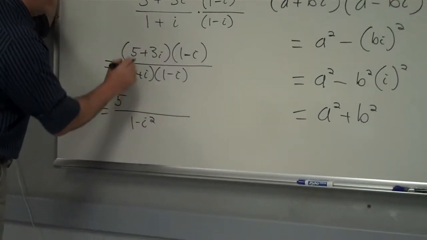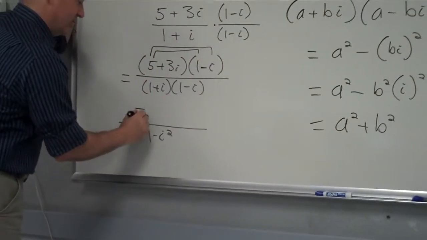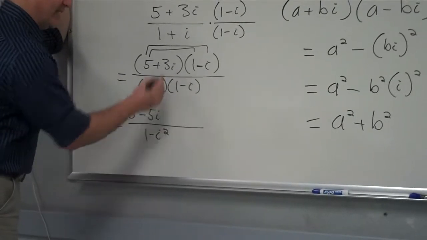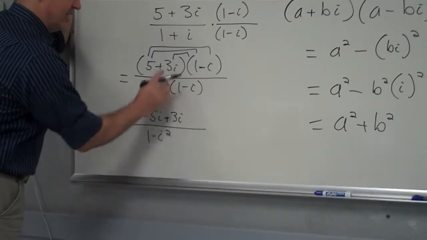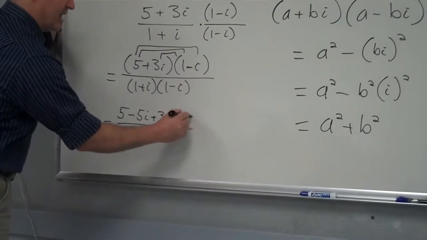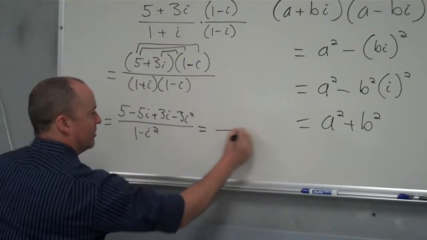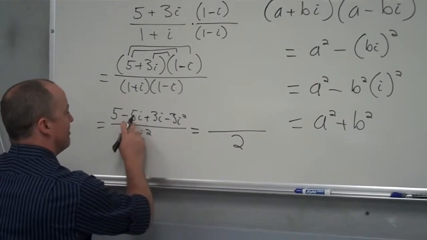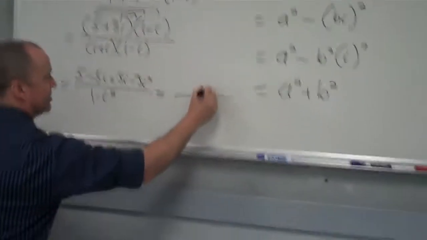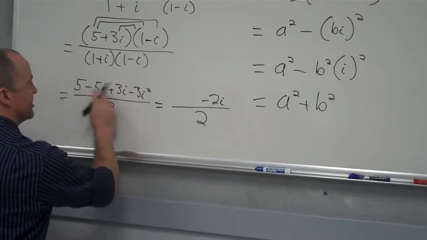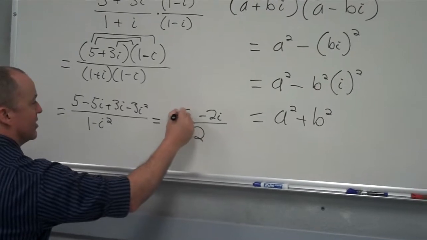So that's 5 times 1 first. Outer, 5 times minus i, which is minus 5i. Inner, which is plus 3i. And last, which is minus 3i squared. The bottom, 1 minus i squared, will become 2. Minus 5i plus 3i is going to be minus 2i. And this is going to become 5 plus 3, because that i squared will be negative 1. So that's going to be 8.